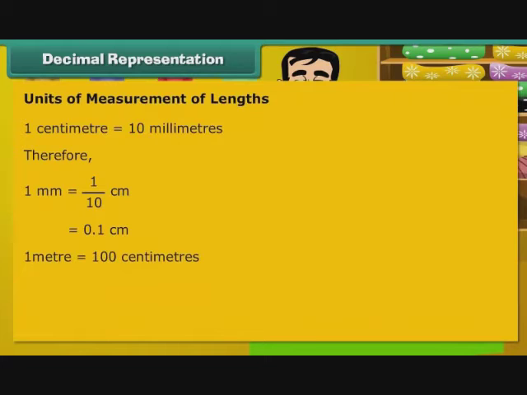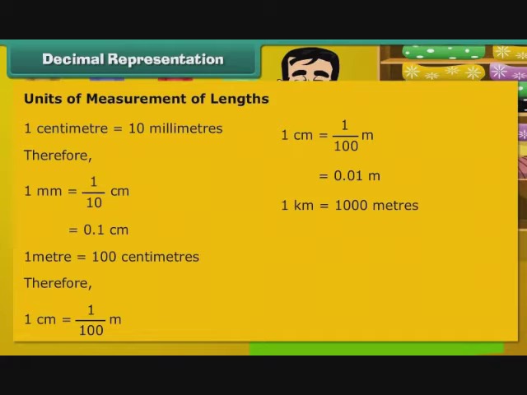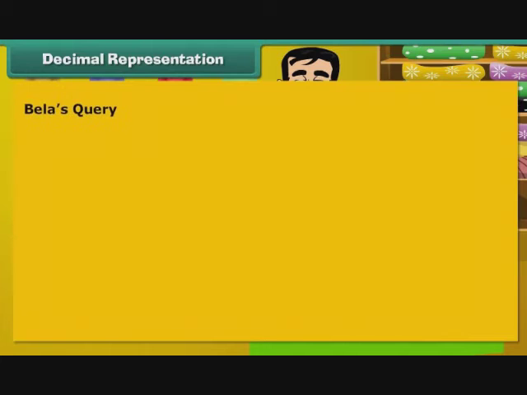1 meter is equal to 100 centimeters. Therefore, 1 centimeter is equal to 1/100 meter. That is equal to 0.01 meter. 1 kilometer is equal to 1000 meters. Therefore, 1 meter is equal to 1/1000 kilometer. That is equal to 0.001 kilometer. Now, let us turn our attention to Bela's question.